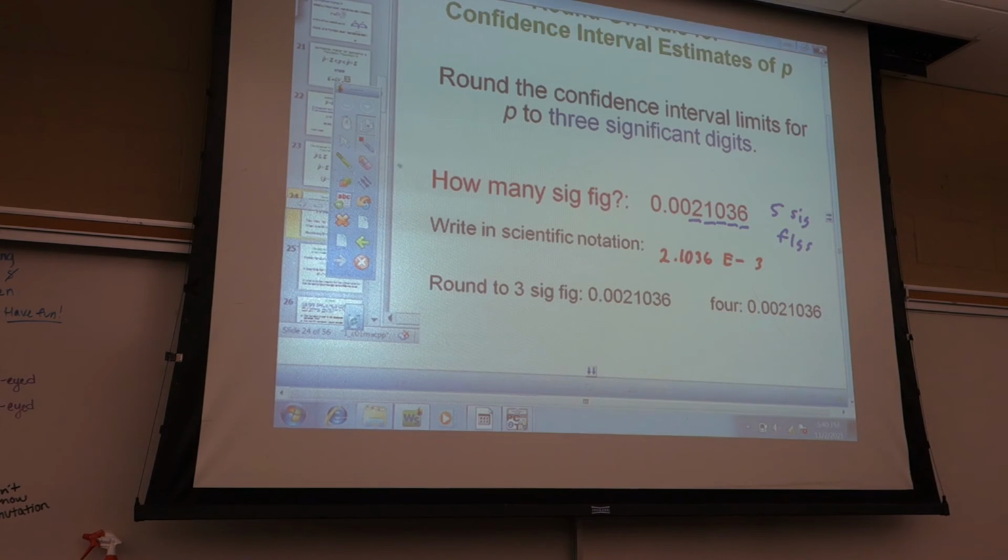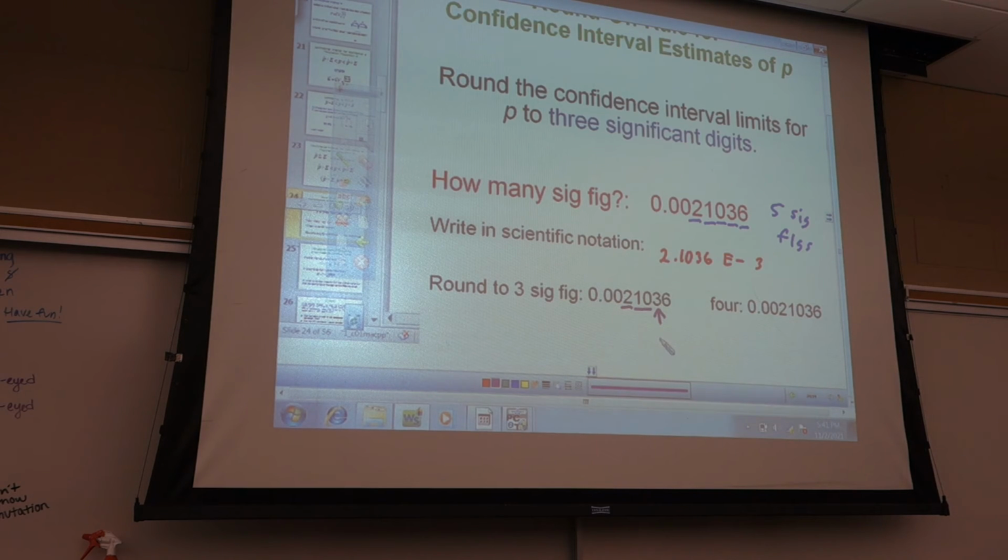All right, okay, hands up, everybody. We're going to go over it. I'm going to go to the first non-zero. 3, 2, 1, 4. First non-zero, 1, 2, 3. That's 3 of them. I need to look at the next one to see whether I round up or down.